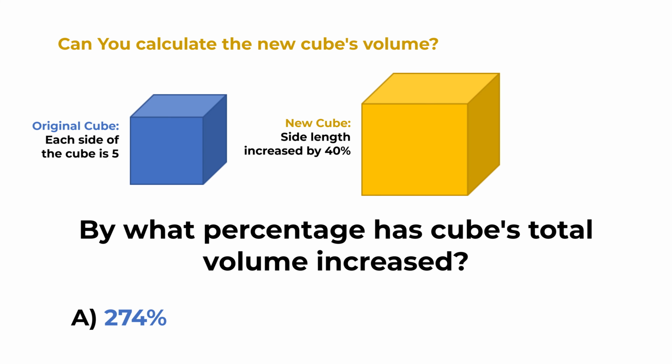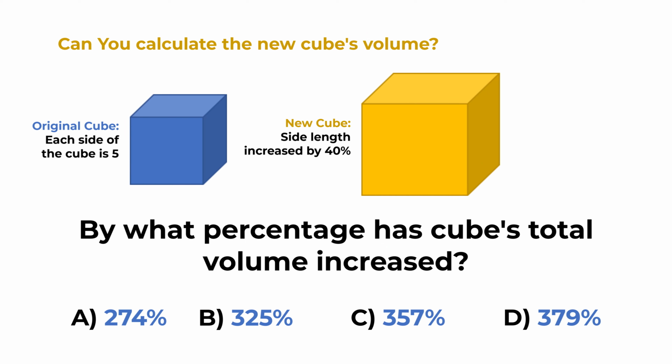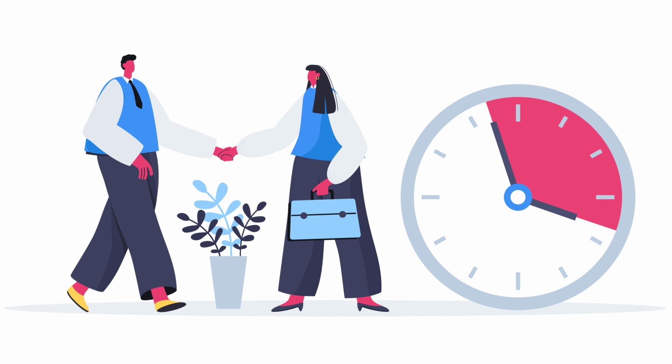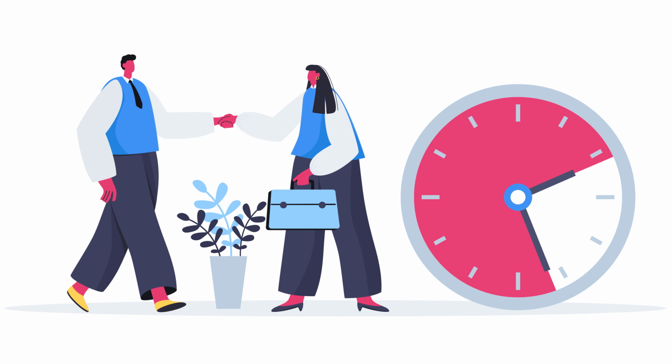274%. Choice B, 325%. Choice C, 357%. And choice D, 379%. Do you see the answer? Give yourself a little bit of time, because the answer to this question may not be obvious. Hopefully you've nailed it, but let's move forward and I'll explain how I solved this problem so we can get to the correct solution together.